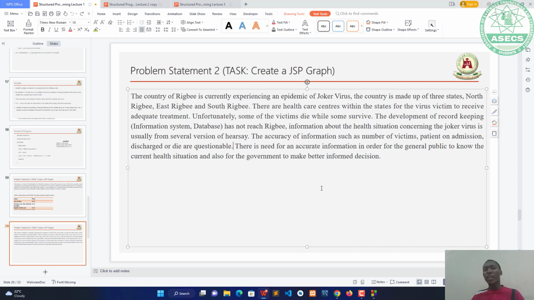There is a need for accurate information in order for the general public to know the current health situation and also for the government to make better informed decisions.